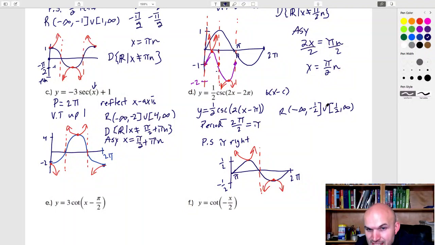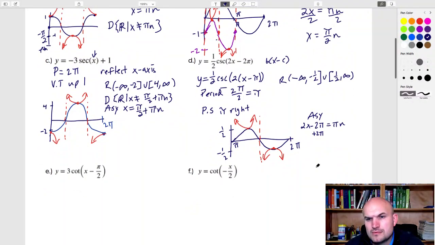And the domain, you can see here, we're just going to take whatever's inside of our function and set that equal to 0. So if I just take my asymptote and say 2x minus 2 pi and set that equal to pi n, then if I add 2 pi to both sides, I'm going to get 2x is equal to 2 pi plus pi n.